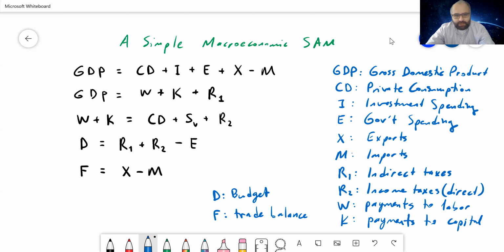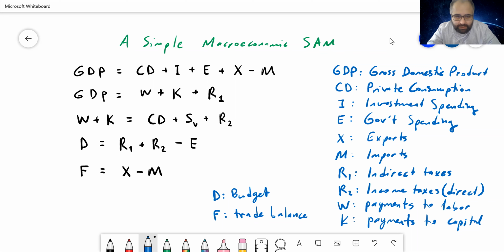The first equation is defining gross domestic product by making it equal to total spending, right? So there is private consumption spending, CD, consumption demand, and then you have investment, then you have government spending, E, then you have net exports, X minus M. X is the total volume of exports, M is the total volume of imports. So you have the trade balance. Now in equilibrium, of course, you know that this must be equal to income, right?